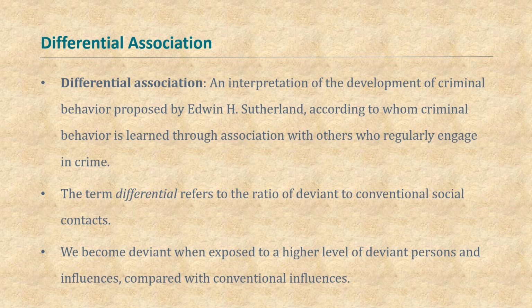Here, Merton identifies criminal behavior as learned behavior, but he breaks it down into some of the factors that promote the learning of this behavior. He argues that we become deviant when exposed to a higher level of deviant persons and influences compared with conventional influences.